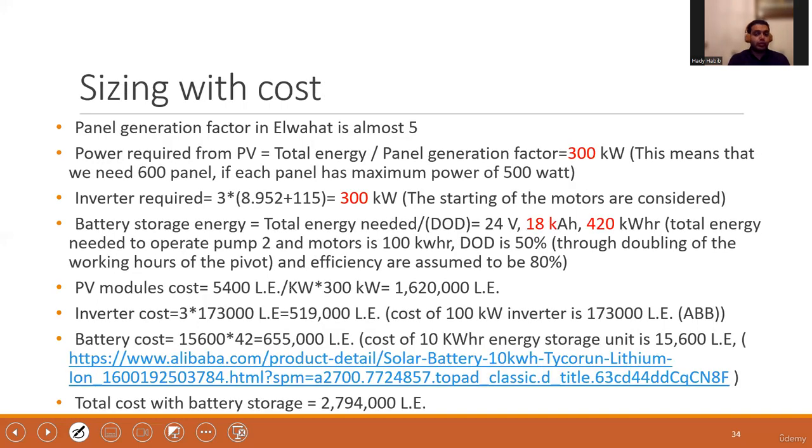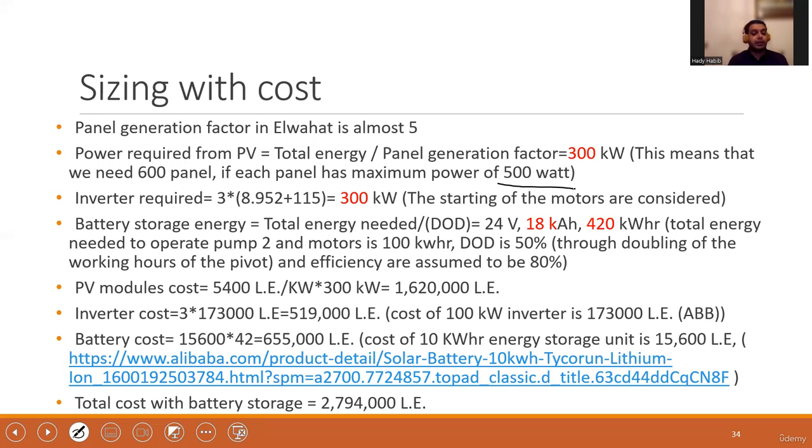Here is the sizing with a little bit the cost of the project. The project is now done and working. The panel generation factor of El Wahat is almost 5. As I mentioned, in Egypt it's from 4 to 5, and this is a desert, so it's 5. So the power required from the PV is the total energy divided by the panel generation factor. So we need near 300 kilowatt, which means that we need 600 panels from the 500 watt type panel, the half kilowatt panel, which is already in the market. We have it in this project.